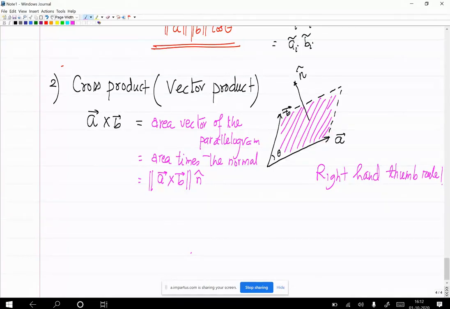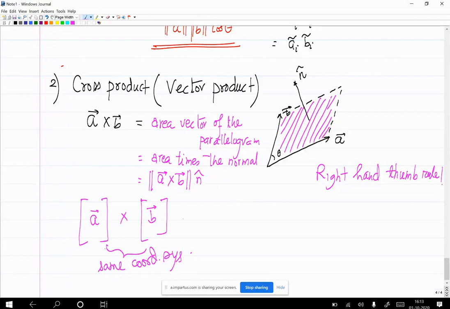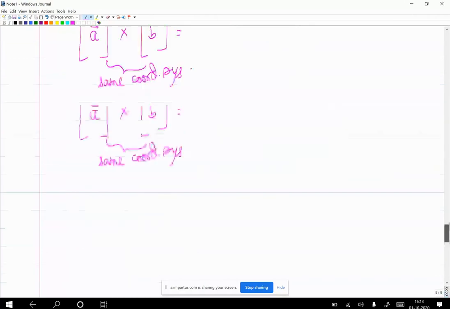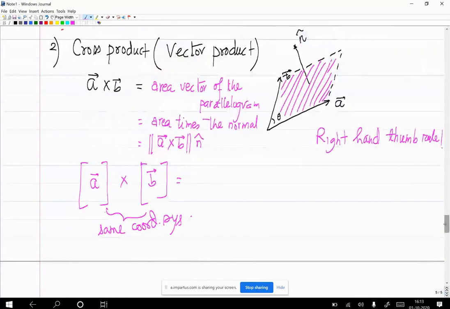All right. So this is the geometric definition. But again, if you want to work it out in a coordinate system, then you have to write both A and B in the same coordinate system. You write the column form, but both should be in the same coordinate system. And then you can work out the formula. Okay? You should never mix up the coordinate system.